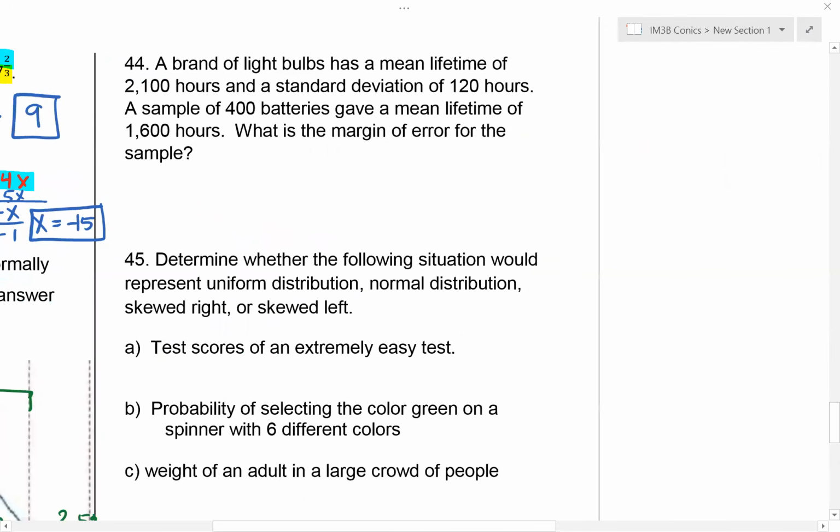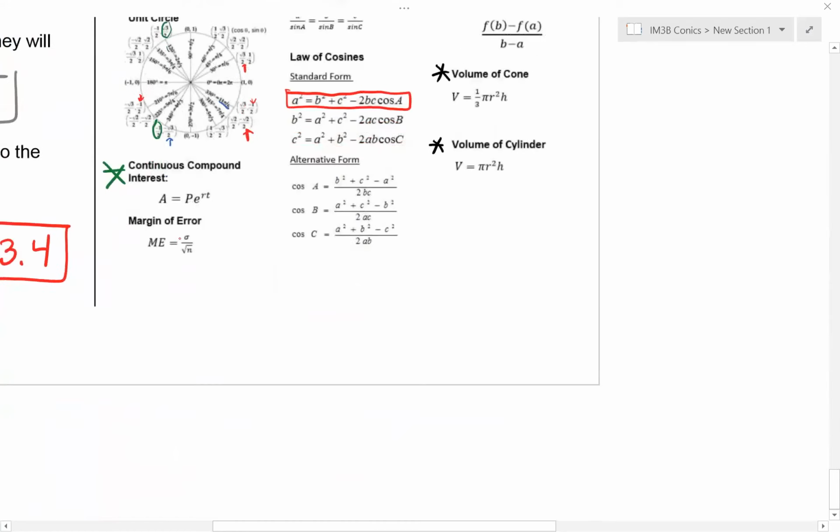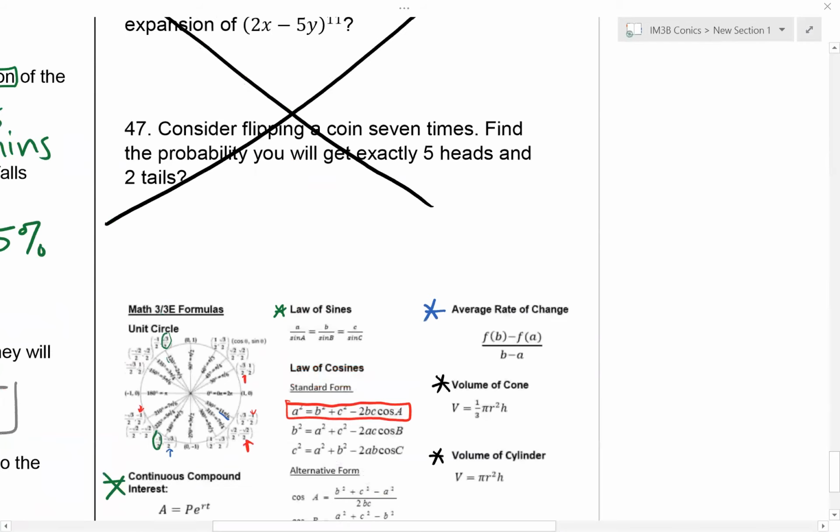Okay, so 44. A brand of light bulbs has a mean lifetime of 2,100 hours and a standard deviation of 120 hours. A sample of 400 batteries gave a mean lifetime of 1,600 hours. What is the margin of error for the sample? So the margin of error formula is given to you on your formula sheet. Margin of error is 2 times the standard deviation divided by the square root of n.